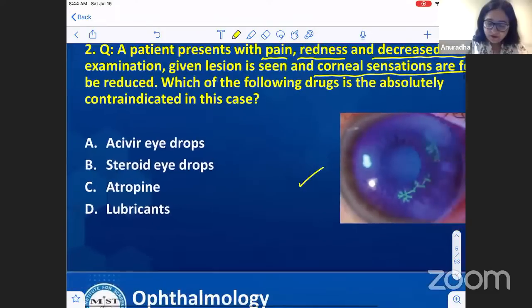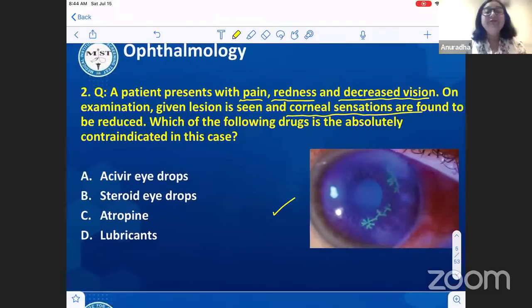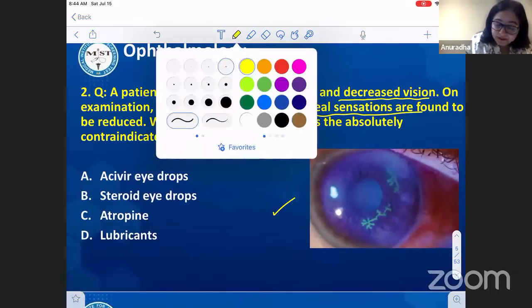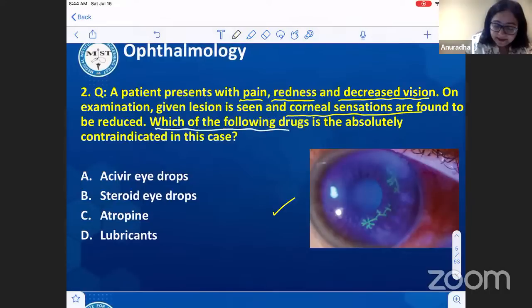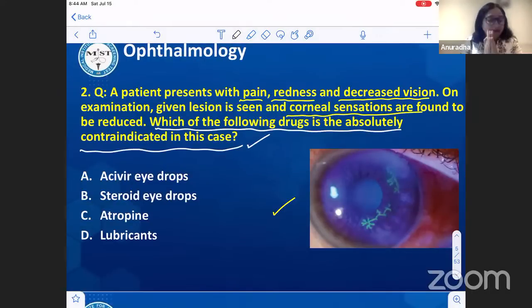Now coming to the questions. Once you have identified this, what is the question? Which of the following drugs is absolutely contraindicated in this case? So here they want you to identify the drug which is absolutely contraindicated, not to be given. Which of the drugs? ACV drops, steroid eye drops, atropine, lubricants. So what do you think, my dear friends?